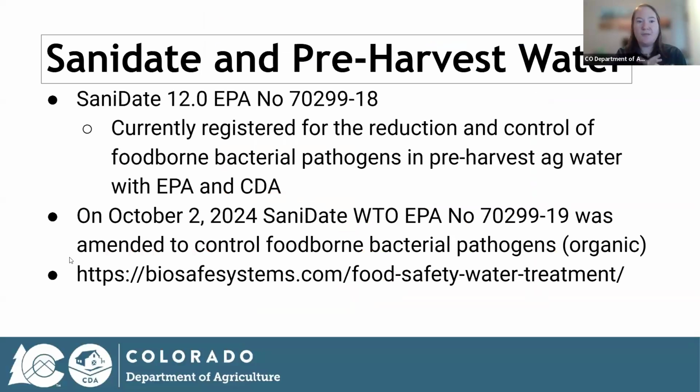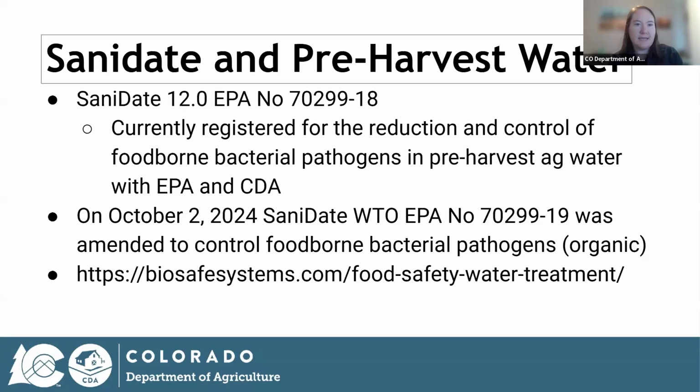So something that we wanted to let you all know: on October 2nd, BioSafe did amend Sanidate to be used for controlling foodborne bacterial pathogens in pre-harvest ag water with the EPA and CDA. So you can use Sanidate in your irrigation systems for your pre-harvest ag water in order to treat it. So that's the first one, Sanidate 12.0. That second one, that's just the organic one. For those that are organic and wanted a solution, that's one.